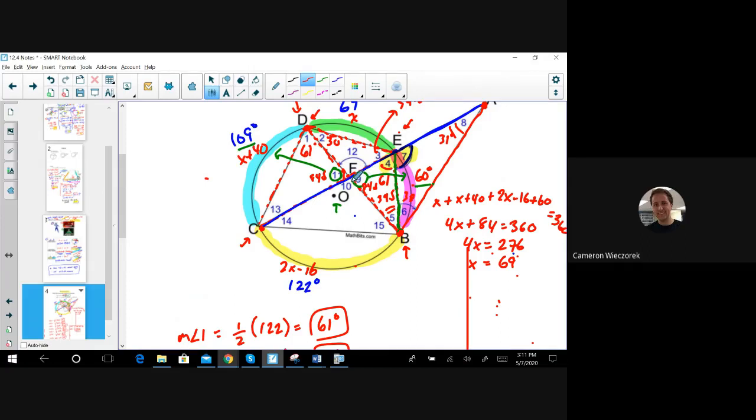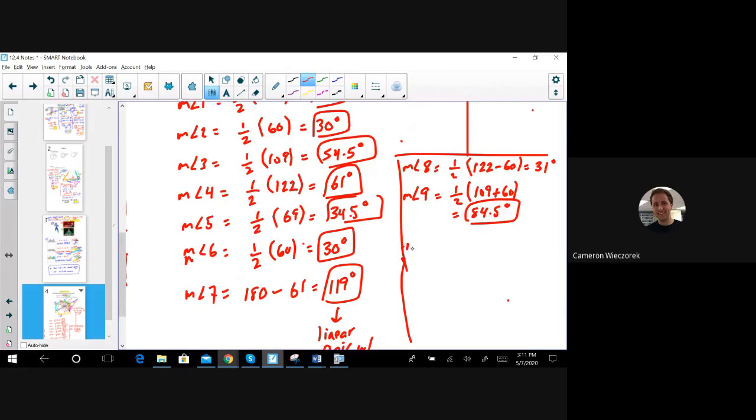Or you could use the idea that the vertex is inside the circle, but not at the center again. This time, angle 10 is getting intercepted by the yellow arc, and the vertical angle across from it, 12, has the green arc it's intercepting. So I would just add the green arc and the yellow arc and divide by 2. So angle 10 goes with this one, angle 12 goes with this one. So 69 plus 122 divided by 2. So that one would be 95.5.